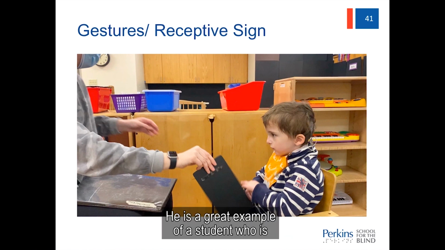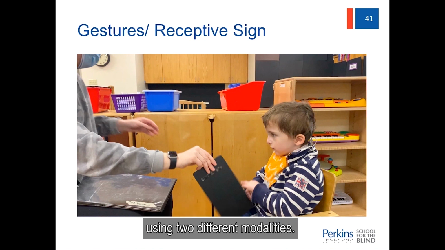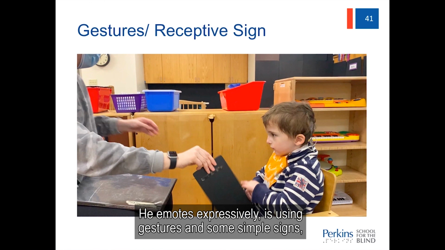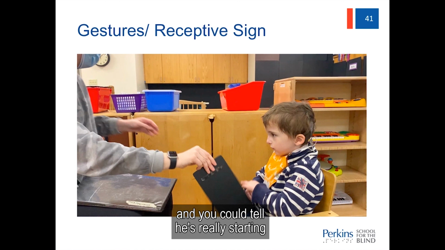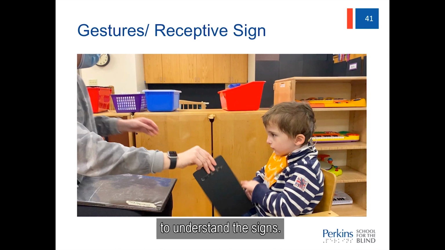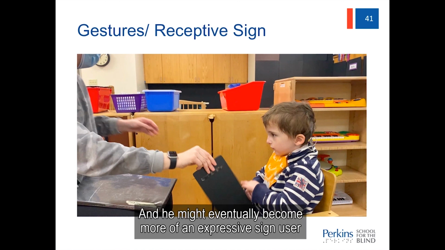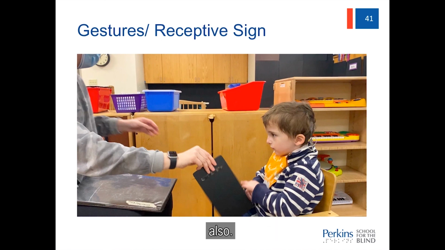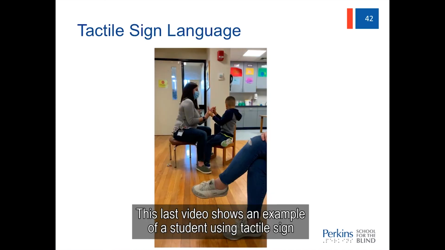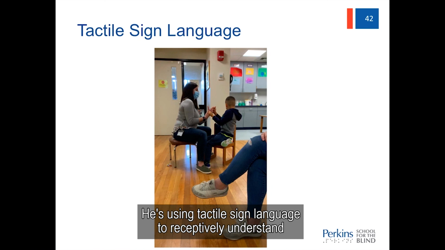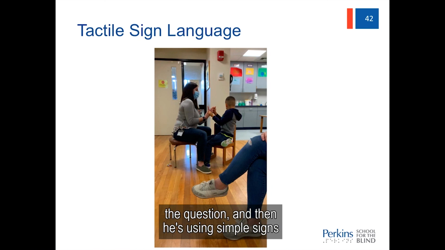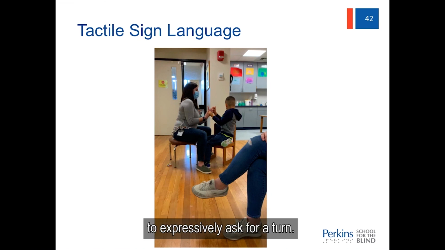He is a great example of a student who's using two different modalities. He most expressively is using gestures and some simple signs, but receptively, he's taking in a lot of sign language, and you can tell he's really starting to understand the signs, and he might eventually become more of an expressive sign user also. This last video shows an example of a student using tactile sign language. He's using tactile sign language to receptively understand the question, and then he's using simple signs to expressively ask for a turn.